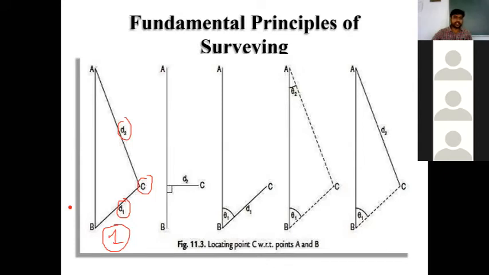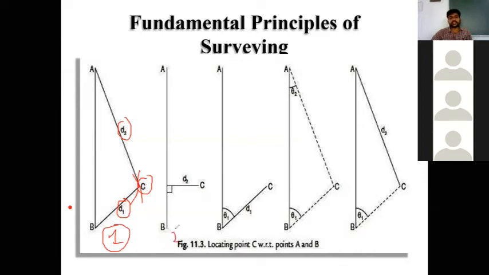So how are you going to make the arc? From A to C, having distance D2, you're going to make one arc here, right? Like in the protractor. Same thing here also. And from B to C, with the distance of D1, again you're going to make an arc. So wherever the arcs intersect, that will be your new point. So this is the first case.